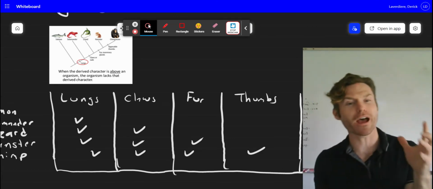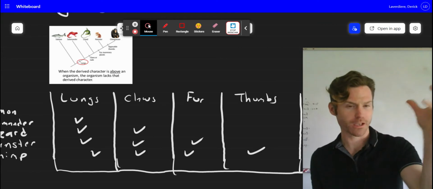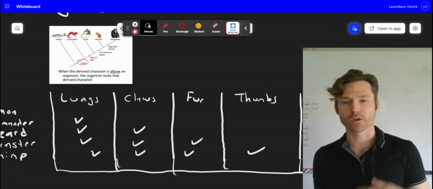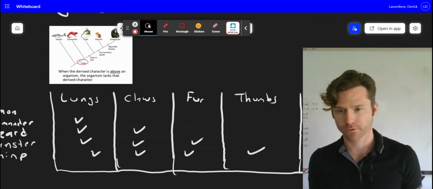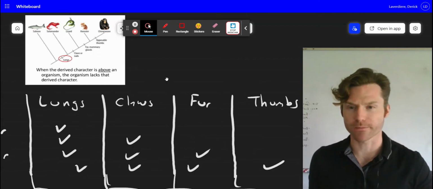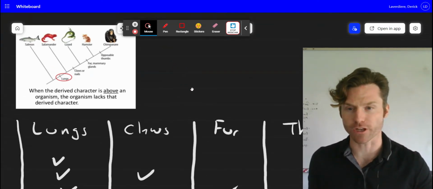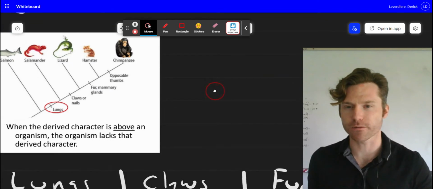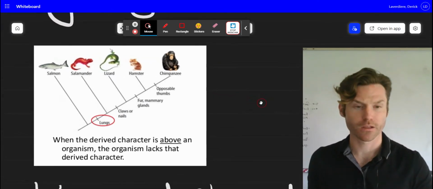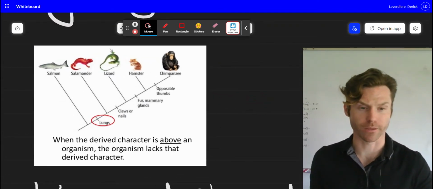And so when we plot out these relationships by traits, okay, we call it a cladogram. And we use these cladograms to depict evolutionary relationships. Right? And so here is an image of a very simple cladogram. This is a one-clade cladogram.